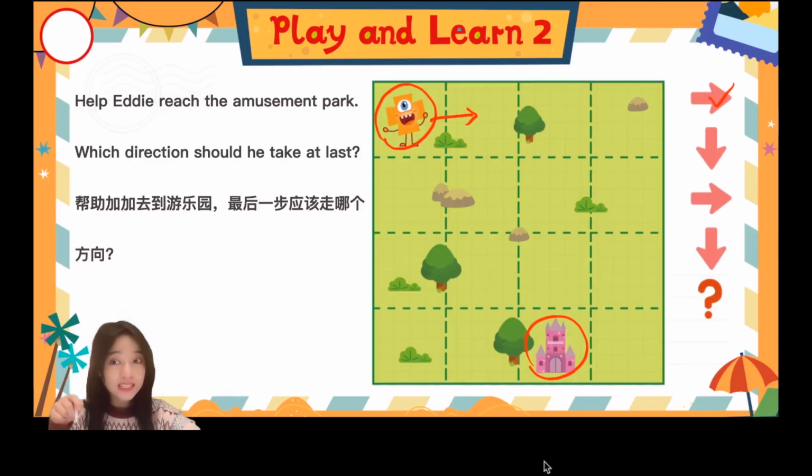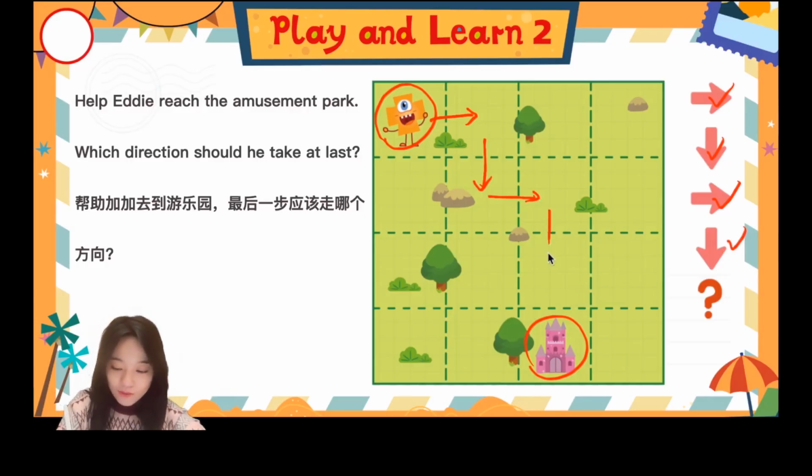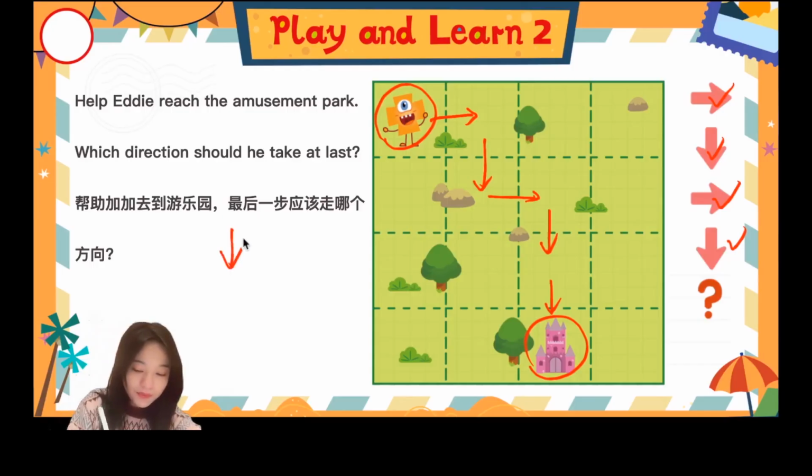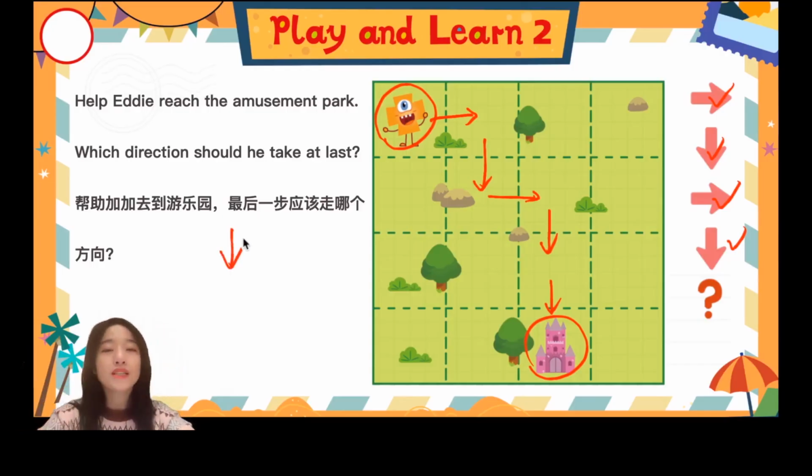Next, he moves down. After that, continues with right again. And next, he should go down. So finally, at last, which direction should he take? Up, down, left, right. Which one? Show me with your finger and tell me loudly. Great, just moves down. So for the last one, the answer should be an arrow pointing down.